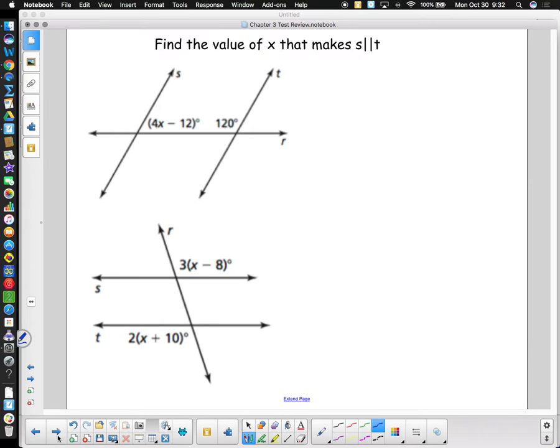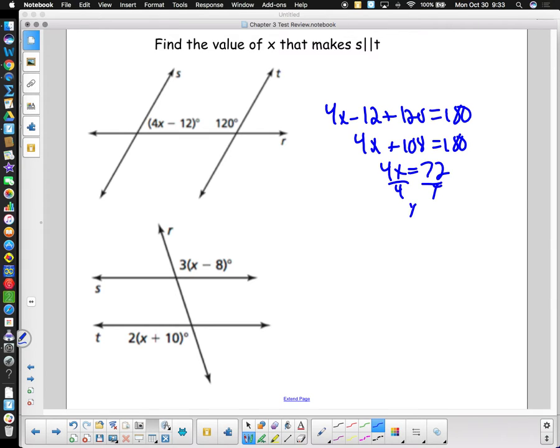Find the value of x that makes it parallel. I didn't ask you to justify here. It's just find the value of x. So we don't need the angle pair, although we can still practice. What do I call these two angles? Consecutive interior. And in order for the lines to be parallel, they have to add up to 180 or be equal to each other? Add up to 180. So 4x minus 12 plus 120 is 180. So that's 4x plus 108 is 180. So 4x equals 72. So x equals 18. Marvelous.